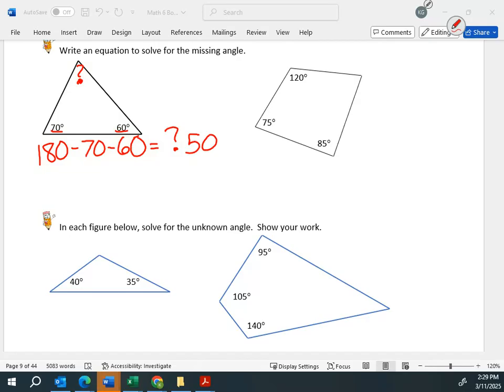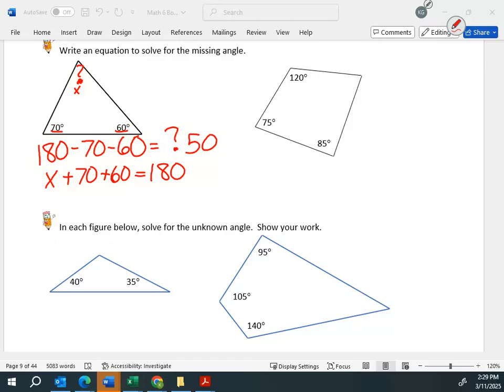So we could say, flipping that around, we could call that question mark x. And we could say x plus 70 plus 60 is going to equal 180. Because we know all three angles will always equal 180 degrees. So if I put 50 in there, 50 plus 70 plus 60, 50 plus 70 is 120. 120 plus 60 is our 180.